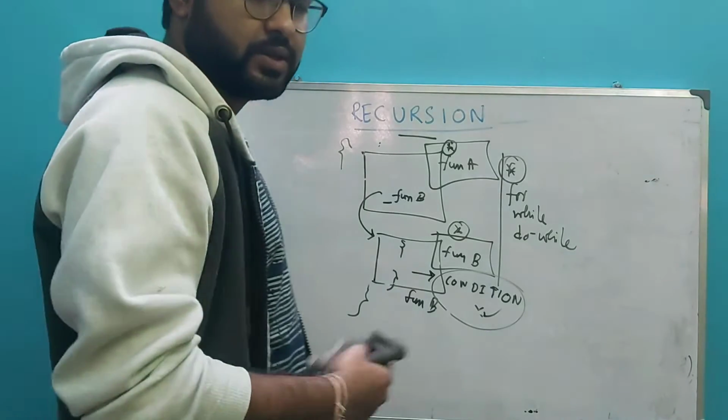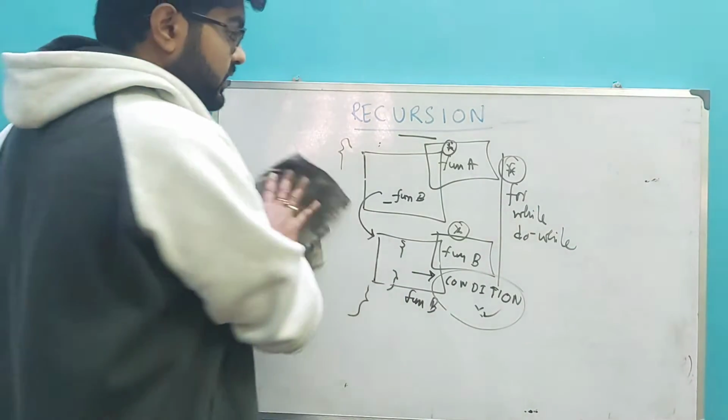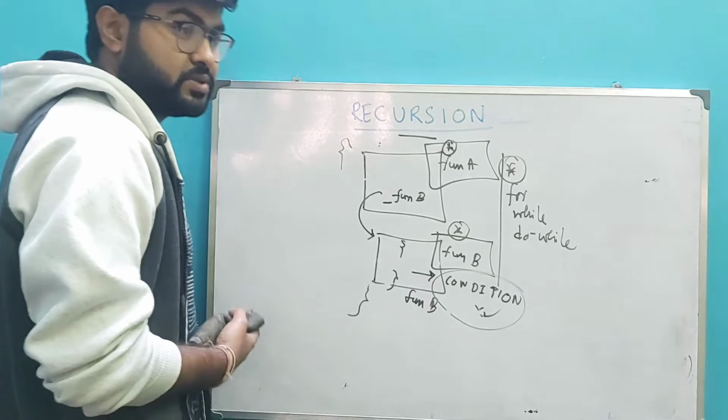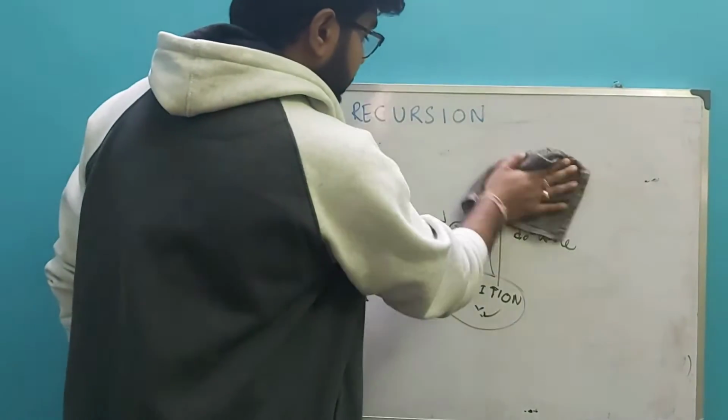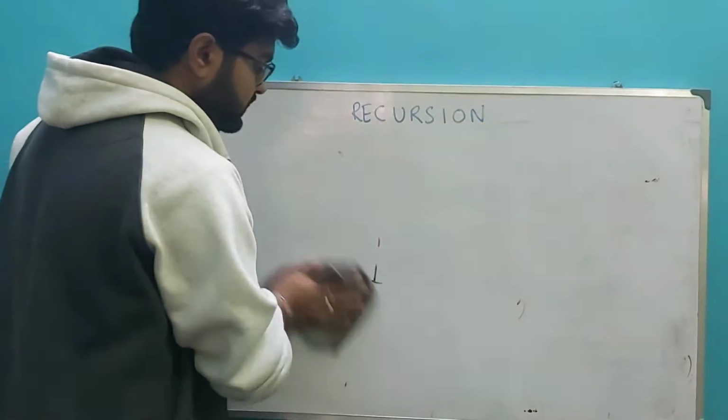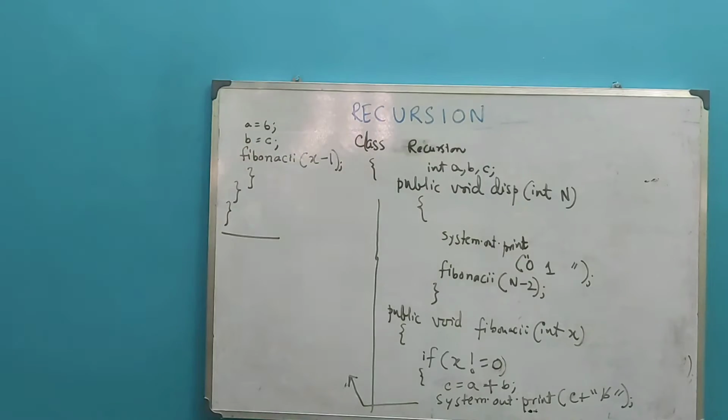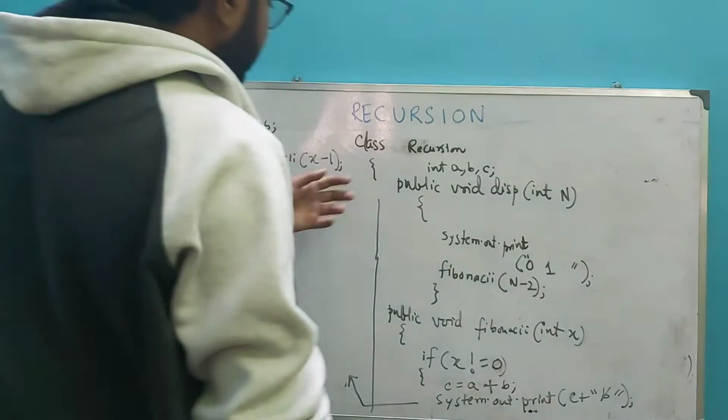Now let's go through an example, like printing the Fibonacci terms up to n. Now we have the program on the board.